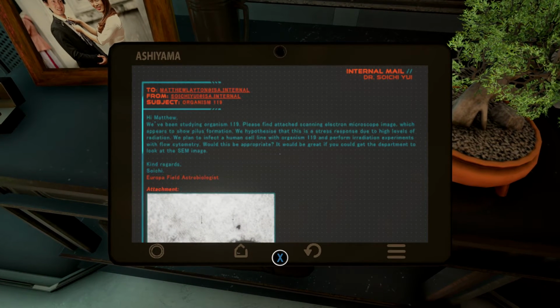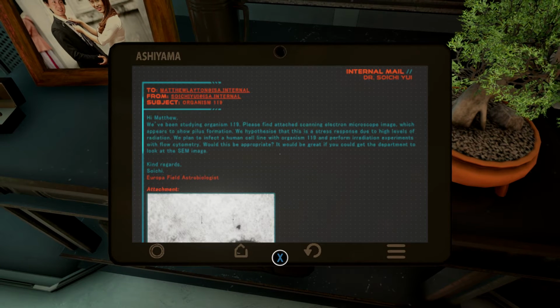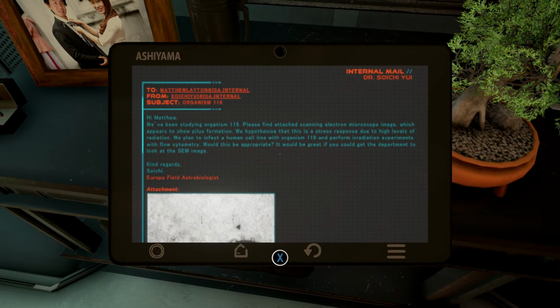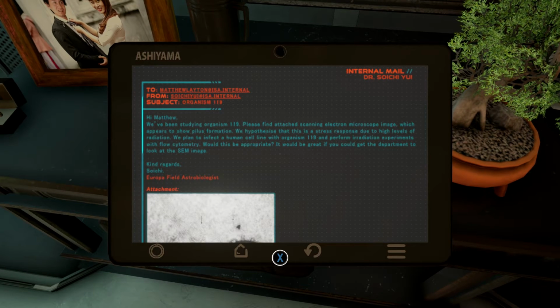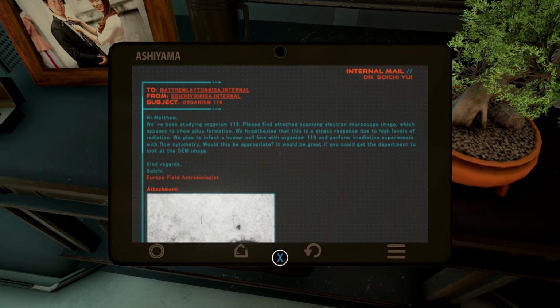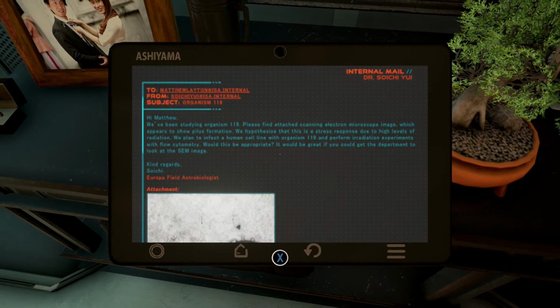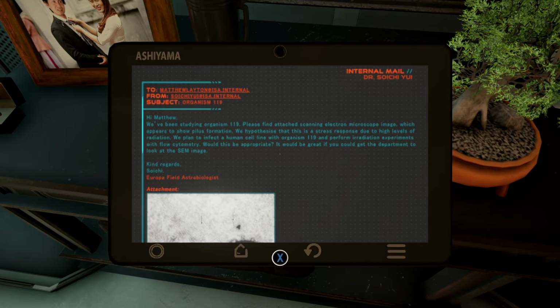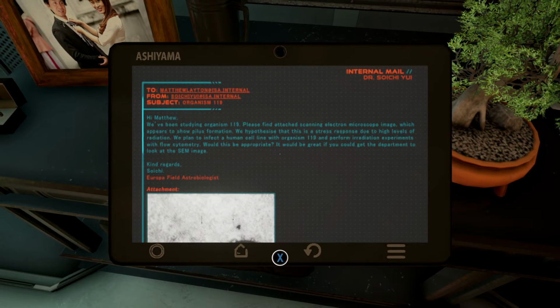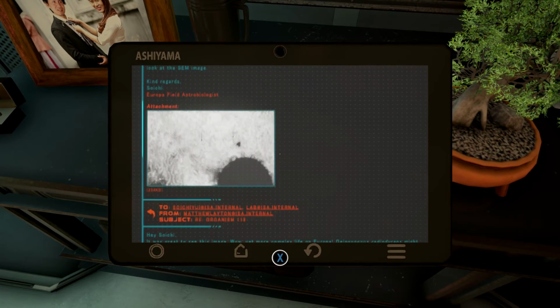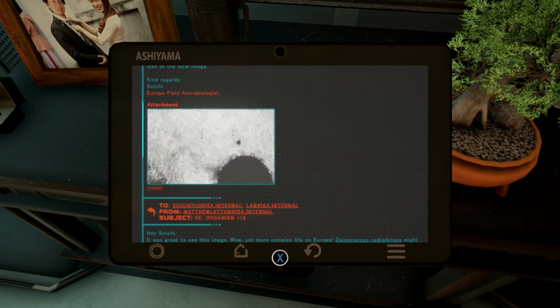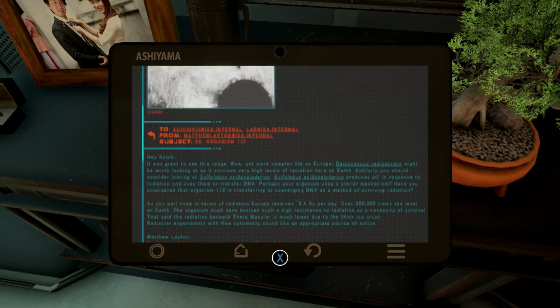We've been studying organism 119. Please find attached the scanning electron microscope image, which appears to show pilus formation. We hypothesize that it is a stress response due to high levels of radiation. We plan to infect a human cell with organism 119 to perform irradiation experiments with flow cytometry. Would this be appropriate? Would it be great if we could get the department to look at the SEM image? Kind regards. I mean, it looks okay to me, but I'm not a biologist.